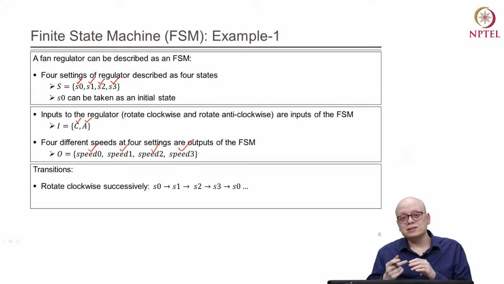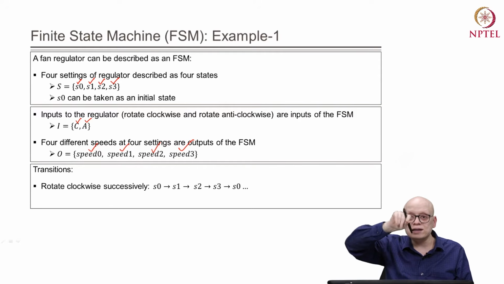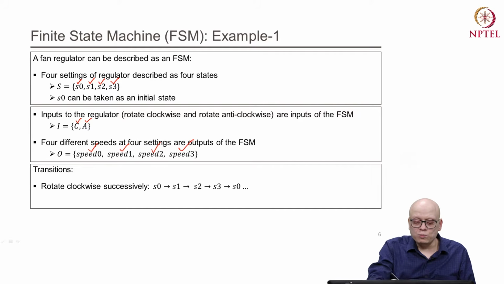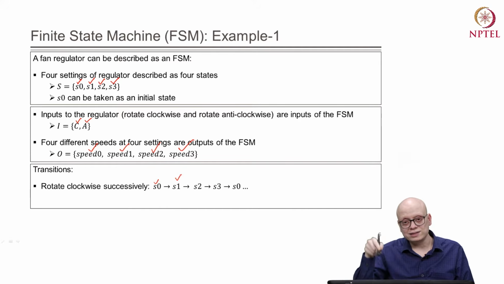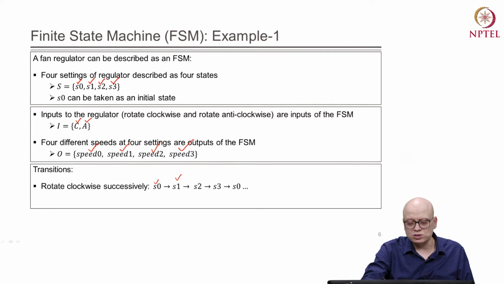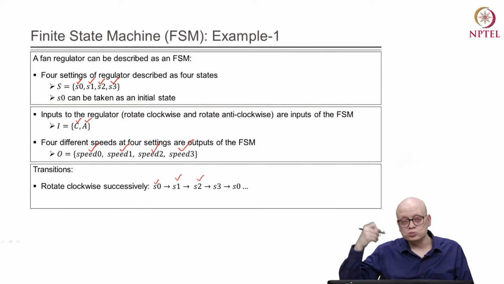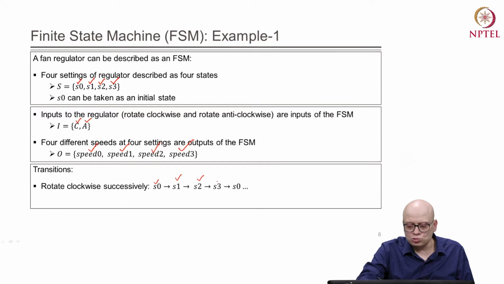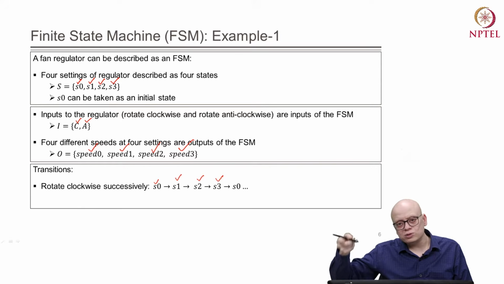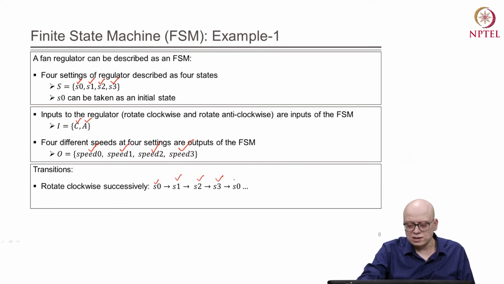And what are the transitions from one state to another? So, when we rotate say clockwise, then we move from S0 to S1, that is from one setting to the next setting, then from S1 to S2, the next state or next setting of the speed, and then to the third, and again if we rotate clockwise then we again reach S0, right. So, this is clockwise movement.